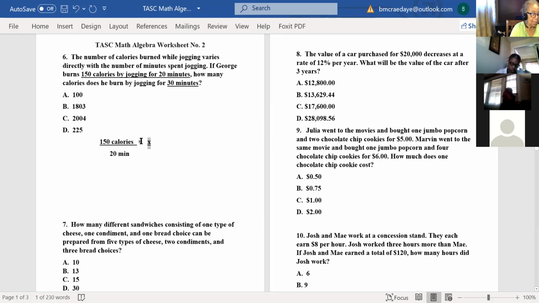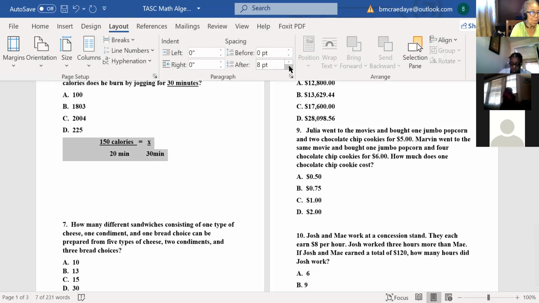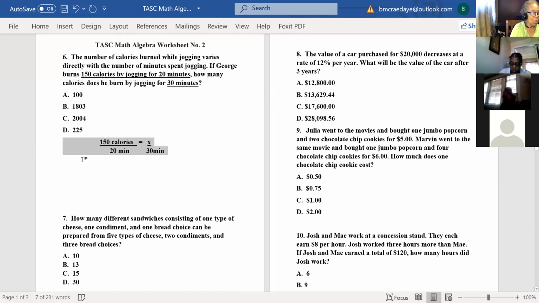Okay, so we're doing the butterfly method. What would you do, Vanessa? You do the butterfly, so you cross multiply. Okay, the butterfly like that. Let's just make this a little closer. Okay, so Vanessa's saying you cross multiply.